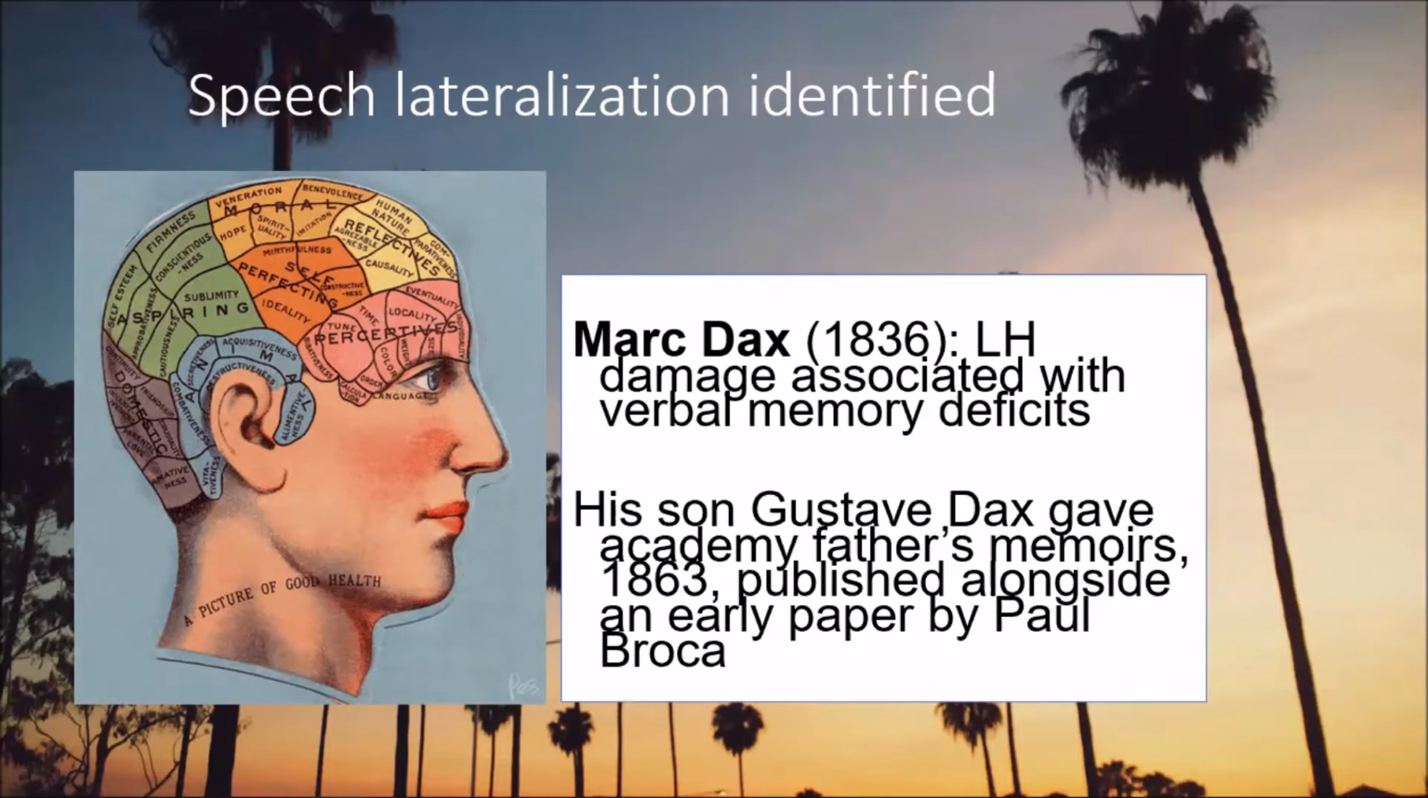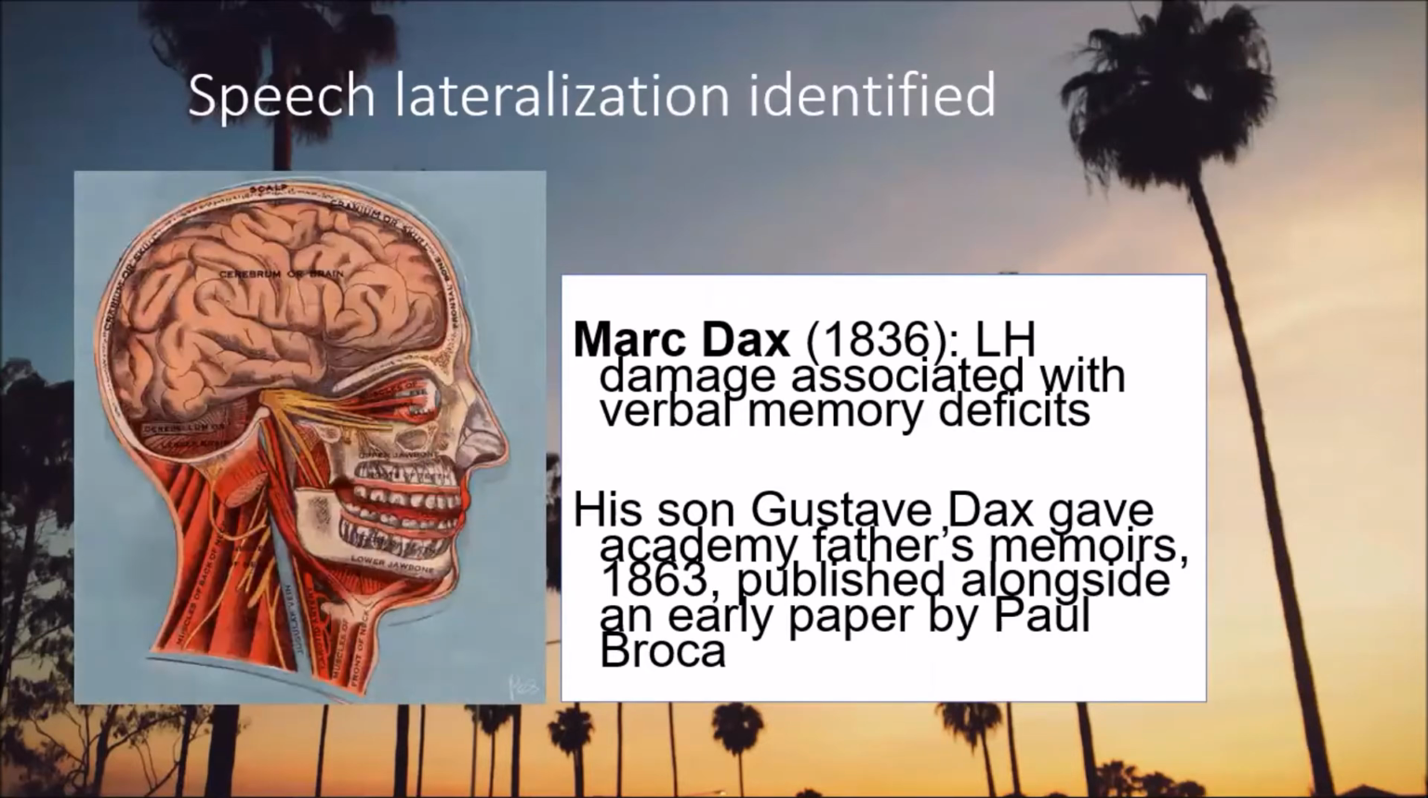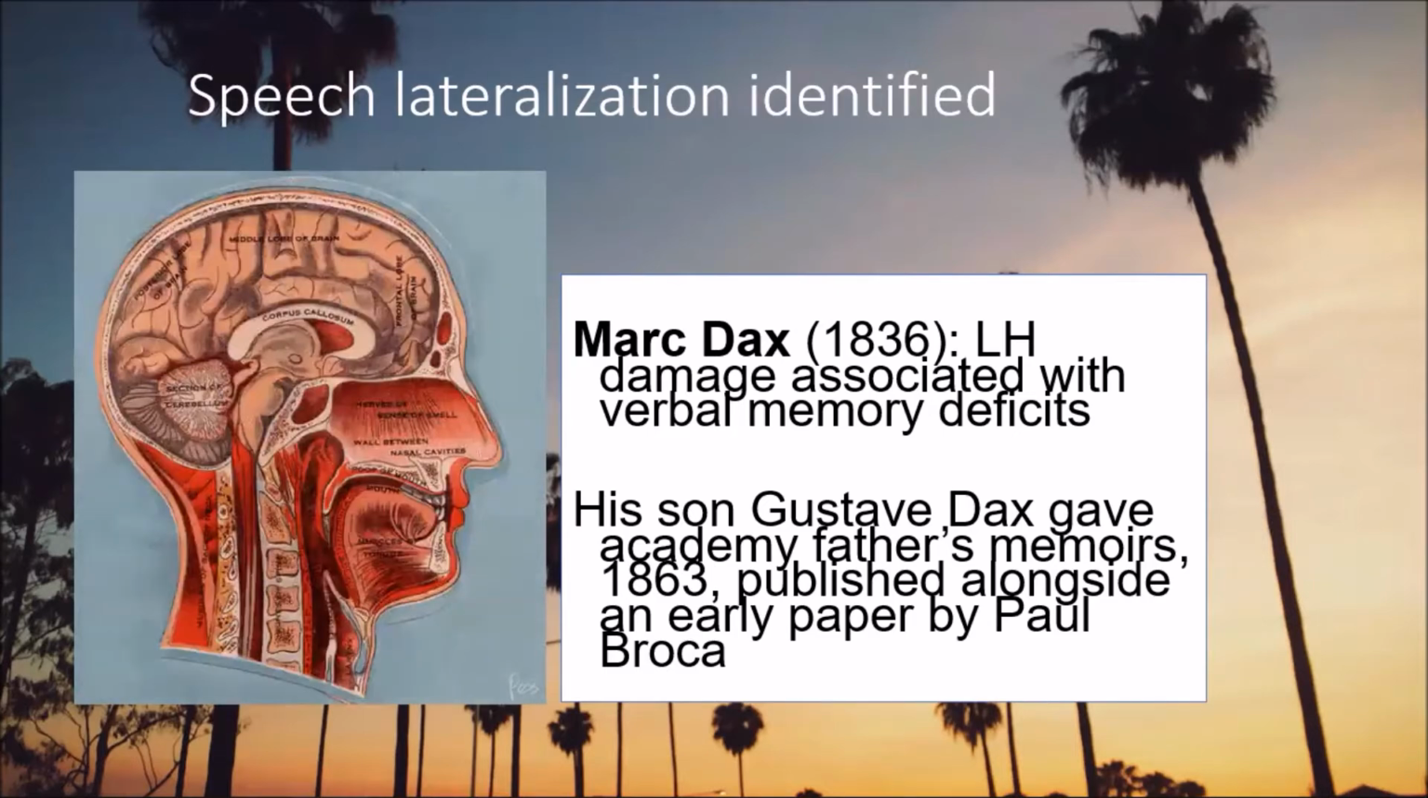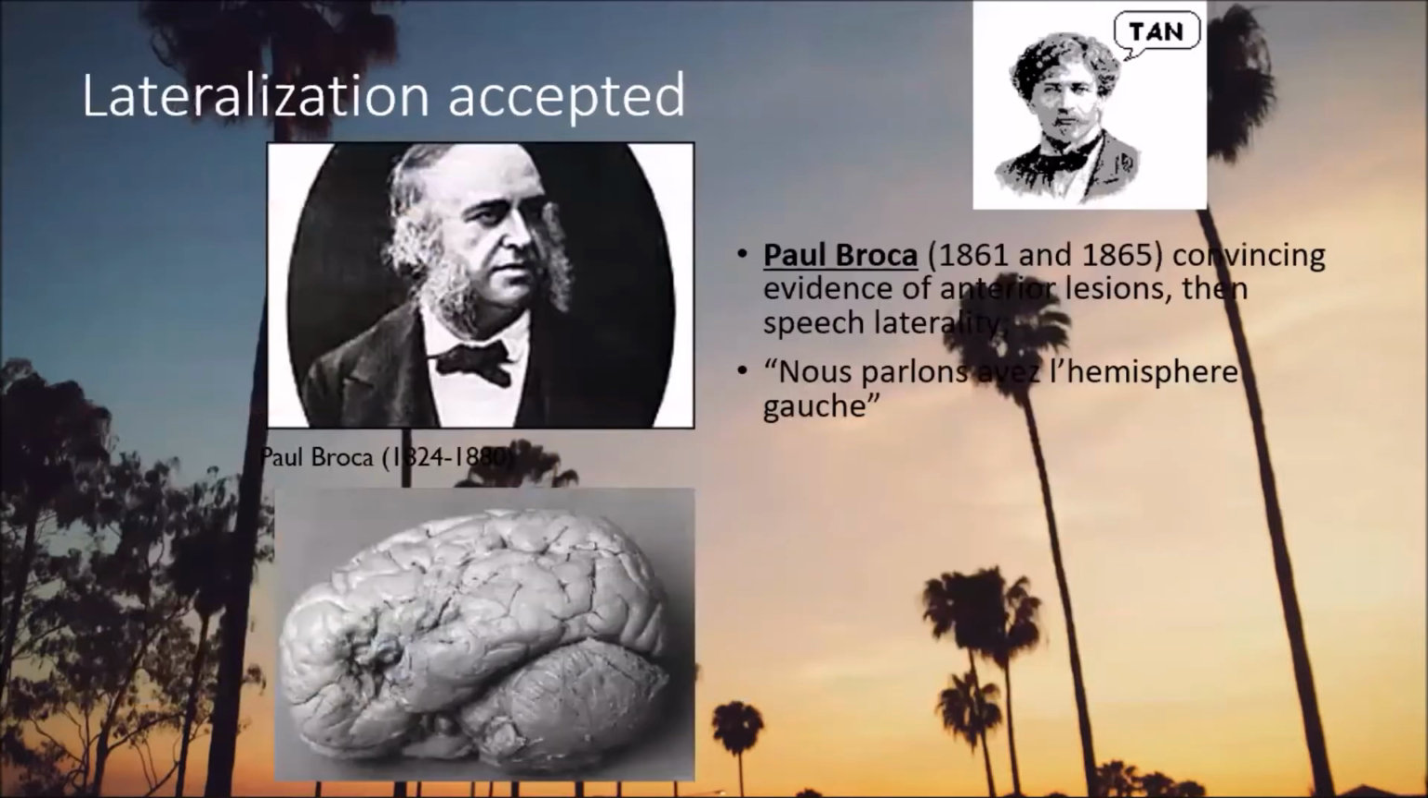His son published his father's memoirs showing that left hemisphere damage was associated with verbal issues, but it got really no attention. Only scholars would know his name, because the publication of his father's work coincided with Broca's work, and then Broca got all the credit a few years later. And Broca was highly connected. He was in the political realm of science, and there he is. So much so that we call this Broca's area.